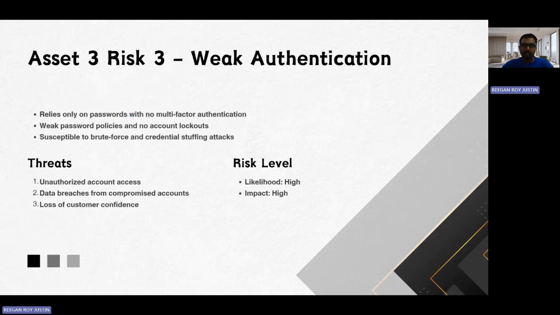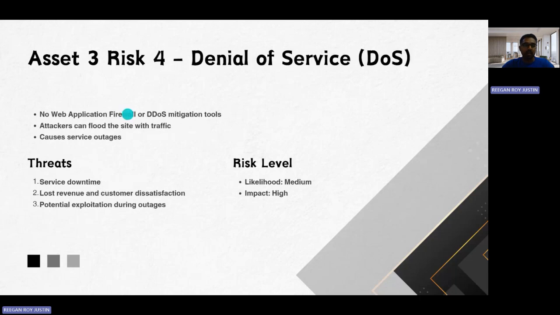Let's move on to the second last risk, which is the denial of service exposure. The portal currently lacks a web application firewall and DDoS protection. Attackers can flood the site with traffic, making it unavailable for customers. Even though no data is stolen, the disruption can damage the company's reputation and lead to lost revenue.